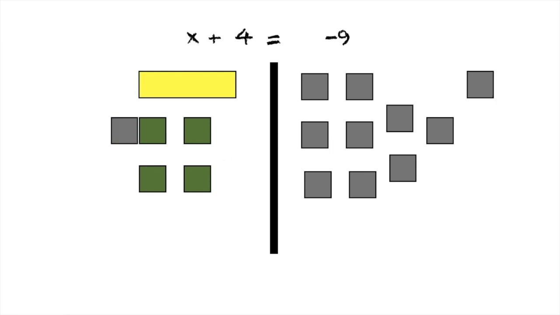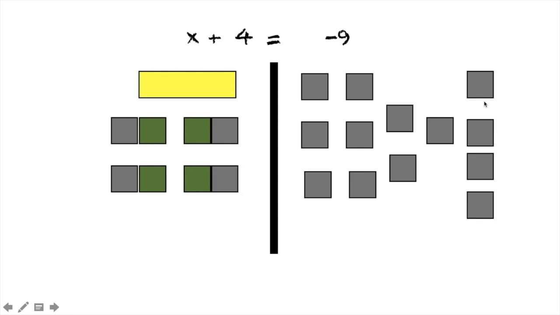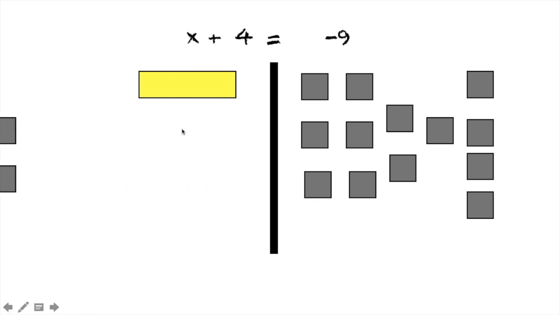So here we have added a negative tile for the left side and another also to our right. Okay, and then by having a positive tile and negative tile, we make a 0 pair. This time, we can take them away. Now we can take away 4 positive units from this side. We are then left with x is equal to negative 13.